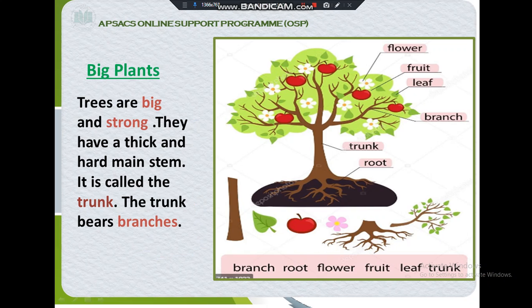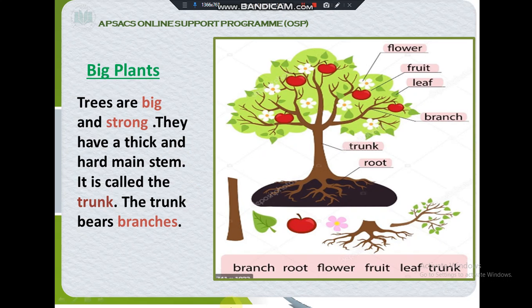Now, what are the big plants? Can you see the picture of a plant? First, you can see the roots which are in the ground. Then when you move above, you can see the trunk. So what is a trunk? The trunk is the main stem which is very woody, hard and strong. Now can you see branches, leaves, fruit and flowers? All of them are on the trunk. So the trunk bears branches, leaves, fruit and flowers.